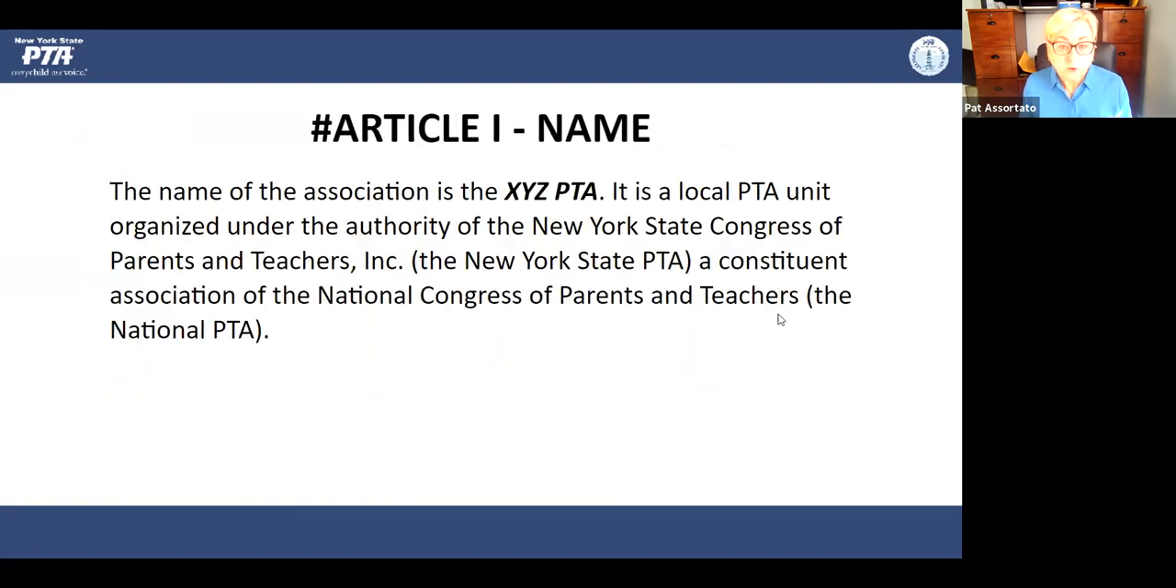So we start with Article 1, Name. The name of the PTA must be exactly as shown in this article of the bylaws. Should the name of the unit or council be changed for any reason, such as renaming of a school, redistricting by the school district, or changing the makeup of the building, such as elementary to primary, you need to contact your region director. They will follow the process for this name change and notify the IRS and New York State PTA accordingly.